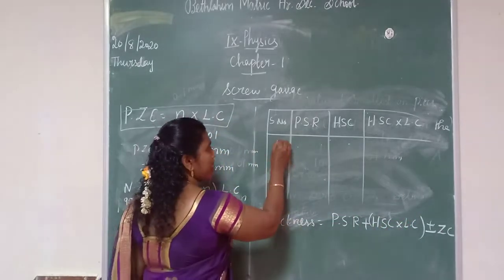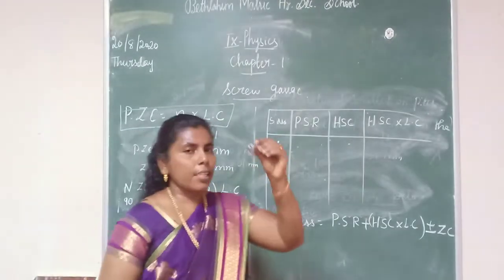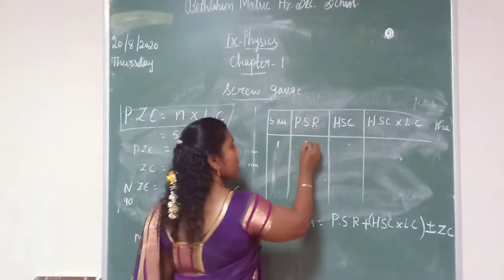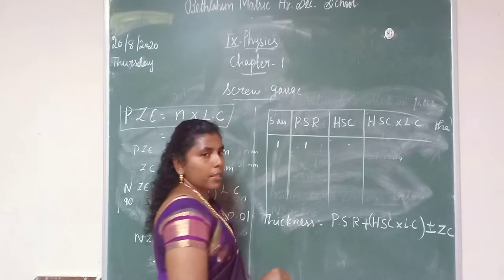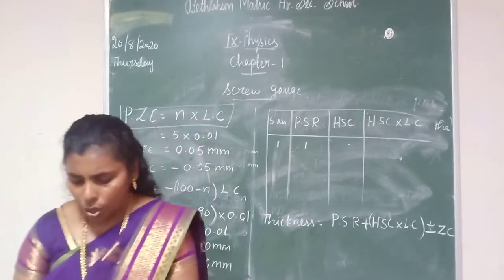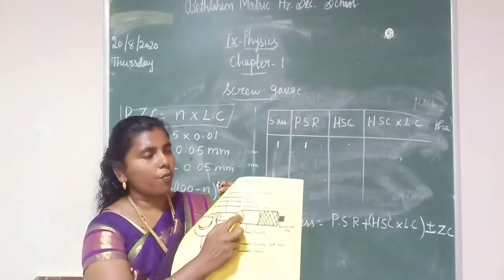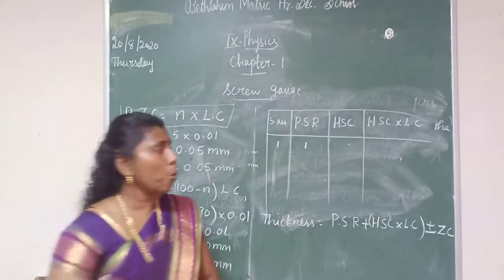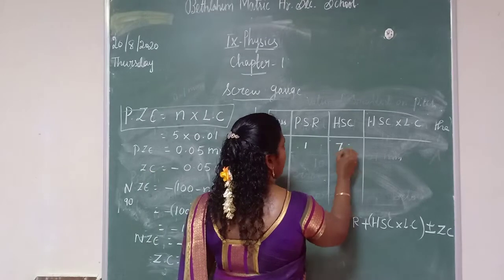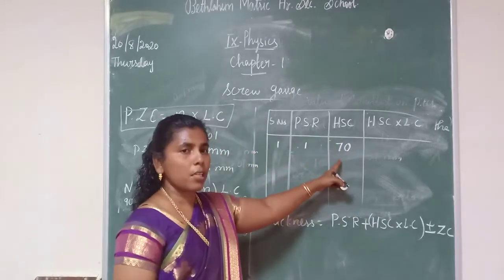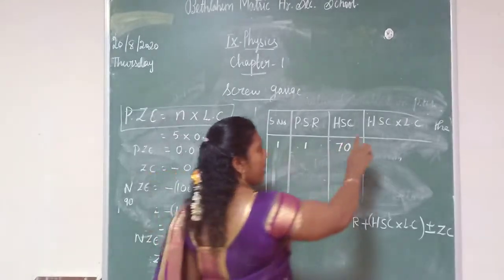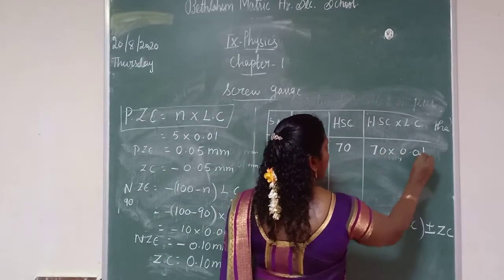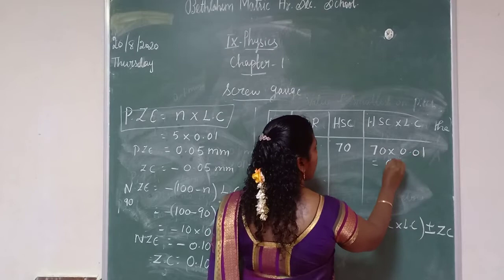Suppose here serial number 1. If you insert the coin in the screw gauge, the PSR value will be 1 millimeter. Then for HC, you have to find what value is there on the head scale near the reference line. Suppose you get 70. The HC value is 70. Now multiply 70 into 0.01, the least count, so you will get 0.70.